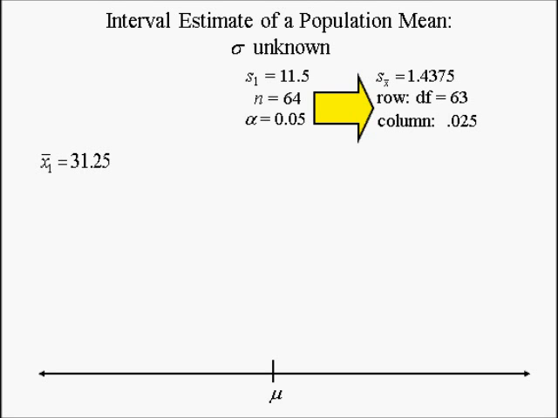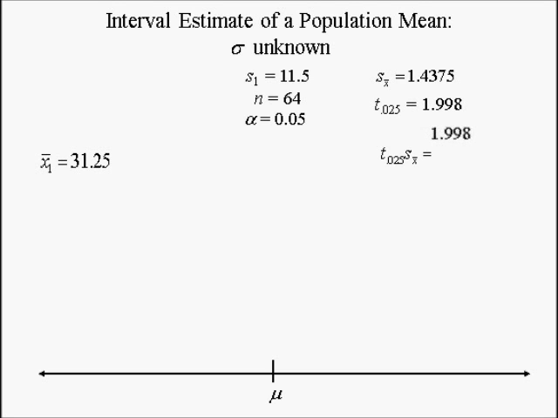Thus, the t-value equals 1.998. The first estimated margin of error is equal to the t-value, which is 1.998, times the estimated standard error, which is 1.4375. The first estimated margin of error equals 2.87.